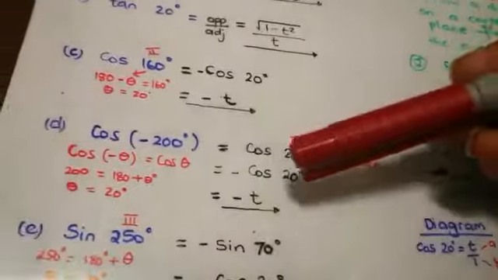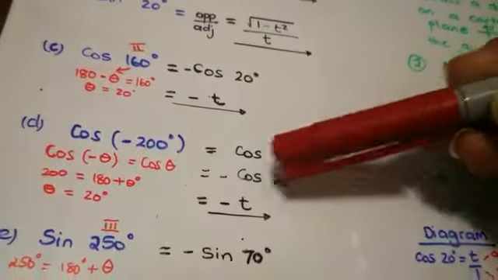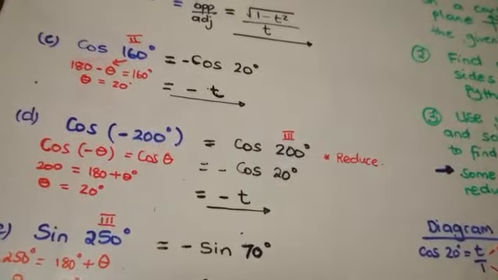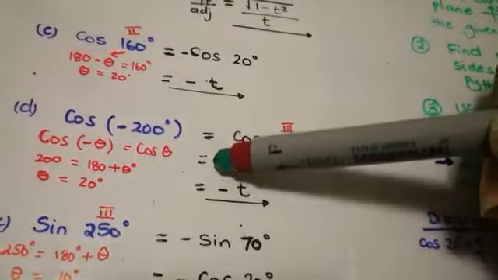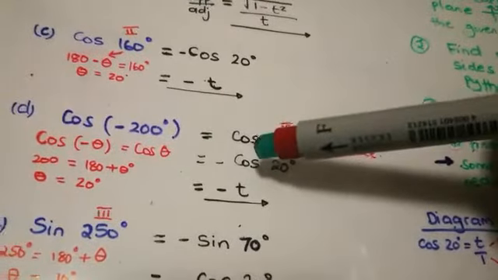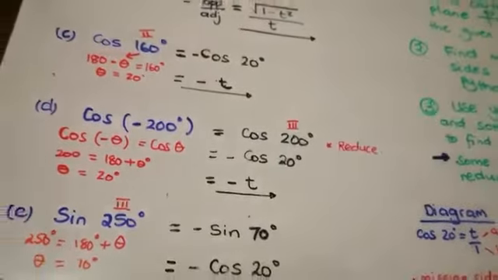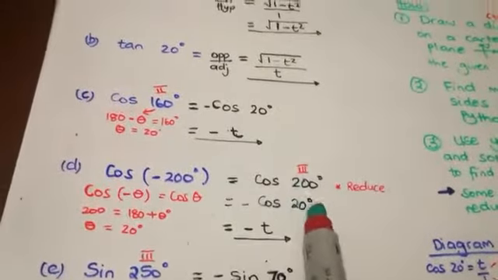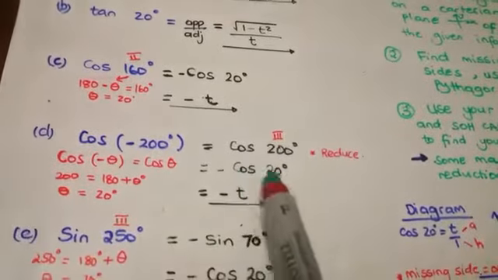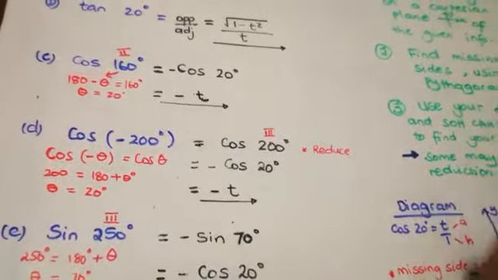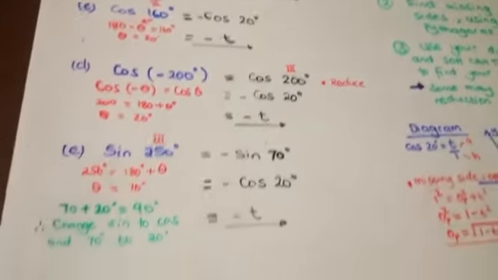So cos in the third quadrant is negative. That is what I've written here. Cos is negative, and then the cos comes back, and instead of 200, I write the 20 that I have reduced it to. And then again, cos 20 is t. So in the place of cos 20, I just write t, and then I have answered the question.